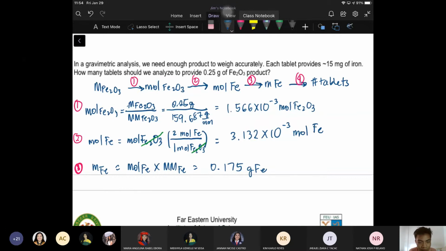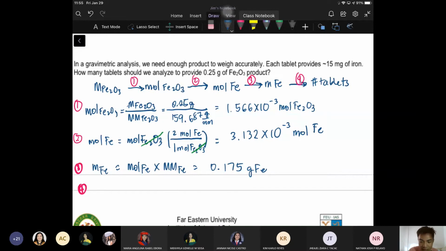Okay? May ganun bang word? Di ko alam. Okay? Pero yun, andun yung idea. By stoichiometric relationship, nakita natin that 0.25 grams of iron 3 oxide is equivalent to 0.175 grams of iron. Question, bakit ba natin kinuha yung mass ng iron? Kasi, pupunta na tayo sa next part. So, we are going to do ratio and proportion dito.